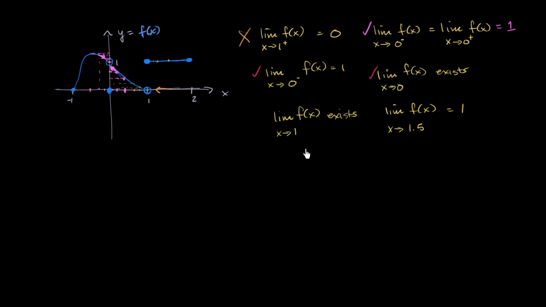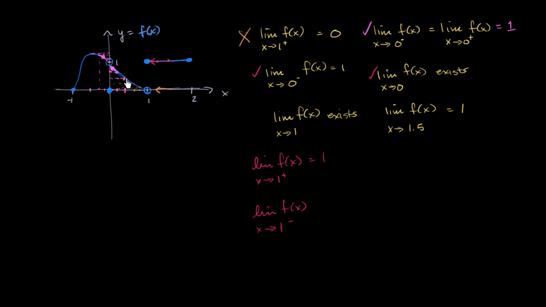Now, the limit of f of x as x approaches 1 exists. Is that true? Well, we already saw that when we're approaching 1 from the positive direction, the limit seems to be 1. When x is 1.5, f of x is 1. When x is a little bit more than 1, it's 1. So it seems like we're getting closer and closer to 1. So let me write that down. The limit of f of x as x approaches 1 from the positive direction is equal to 1. And now what's the limit of f of x as x approaches 1 from the negative direction?